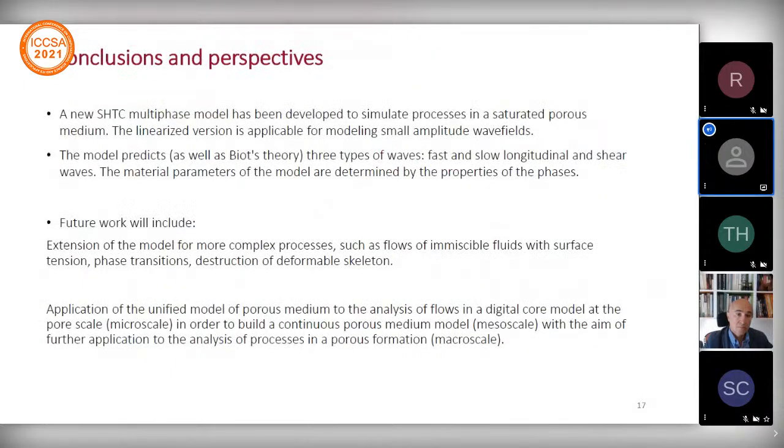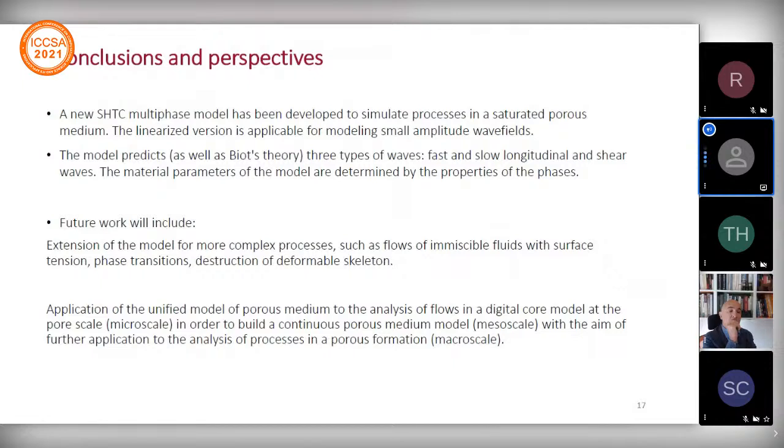And now, conclusions and perspectives. So we propose a new symmetric hyperbolic thermodynamically compatible multi-phase model to simulate processes in a saturated porous medium. And the linearized version of the SHTC model is also hyperbolic, and it is applicable for modeling small amplitude wave fields. Our model predicts, as well as the Biot model, three types of waves: fast and slow compressional waves and a shear wave. The material parameters of our model are fully determined by the properties of the phases.